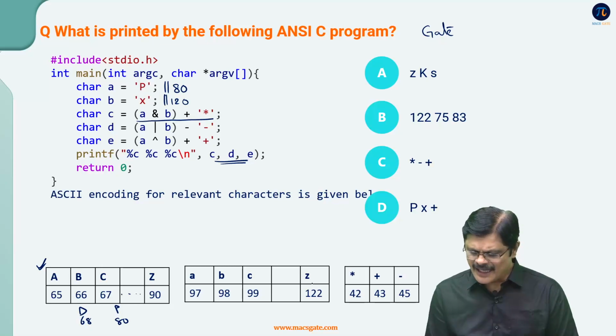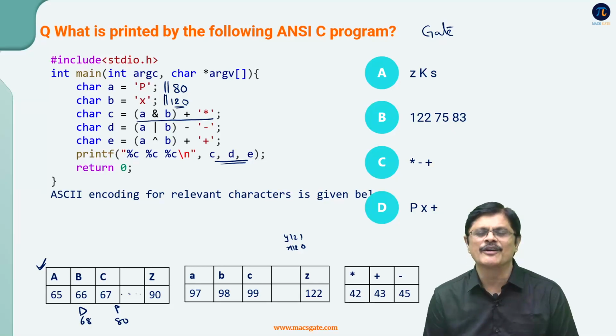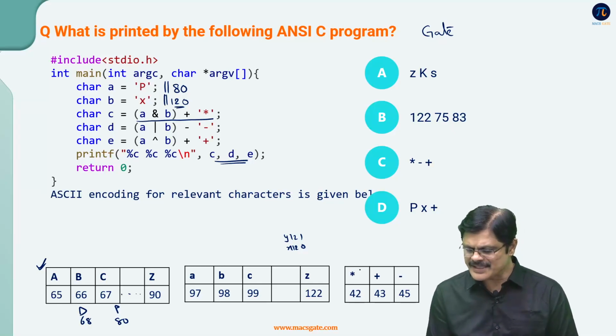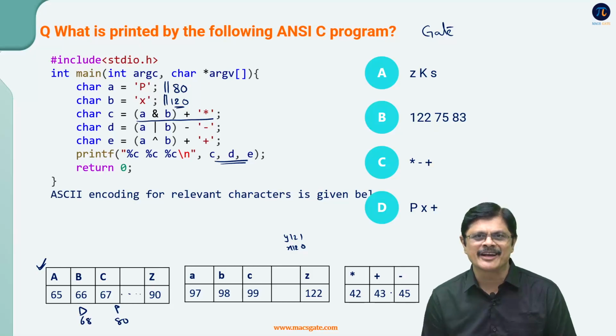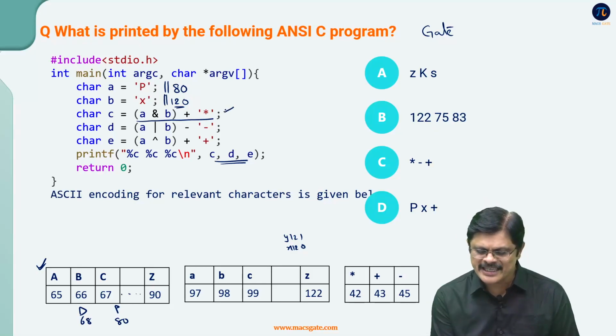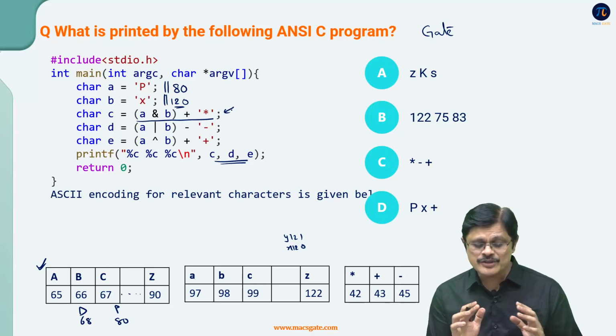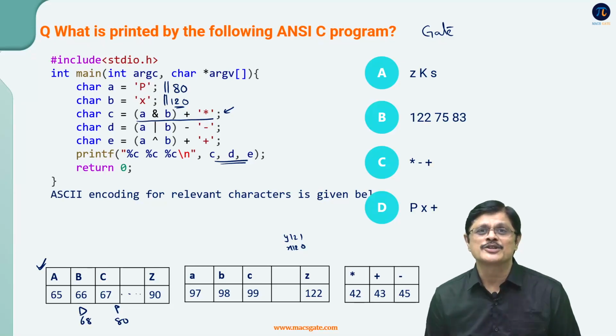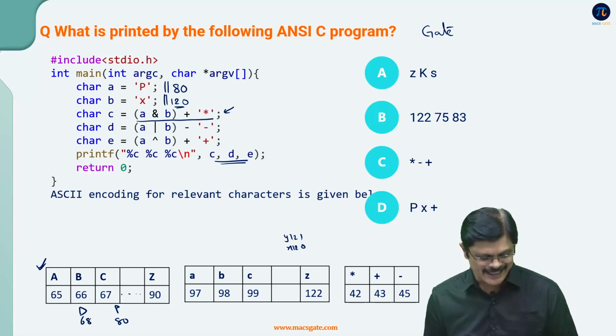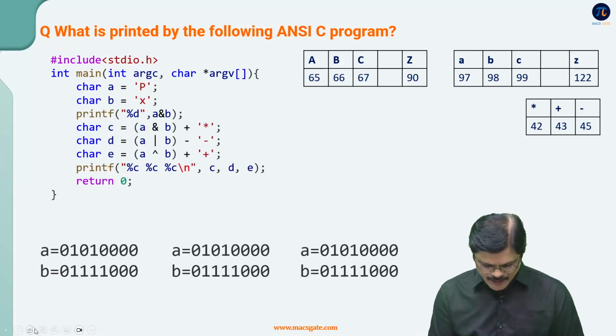Am I clear? And when you know small z, you know small y is 121, small x is 120. Like that, you can find the ASCII value of 120 also. Even for star, plus and minus, ASCII values are given, which were used in these expressions. Okay. So we need to simplify and get the values of C, D, E, first the ASCII values, then we need to identify the corresponding characters.